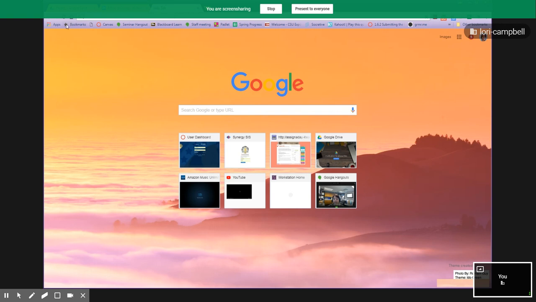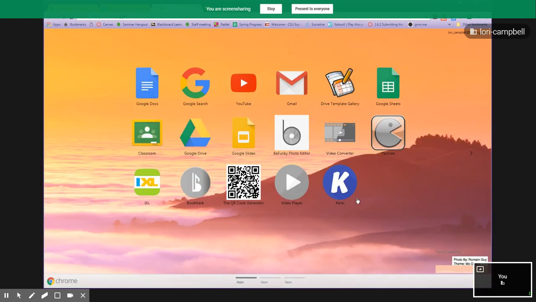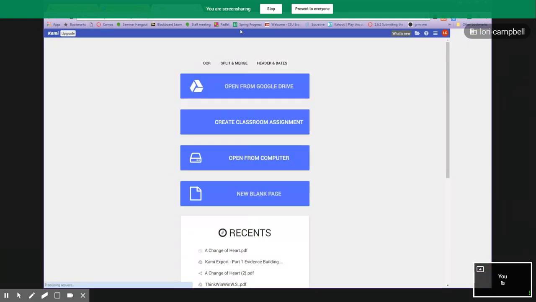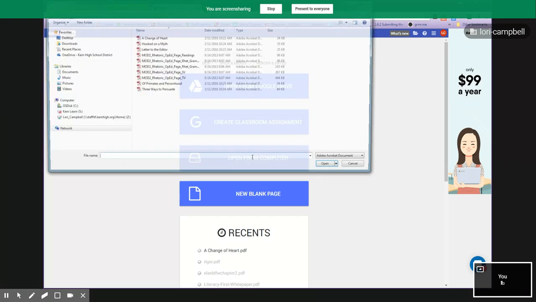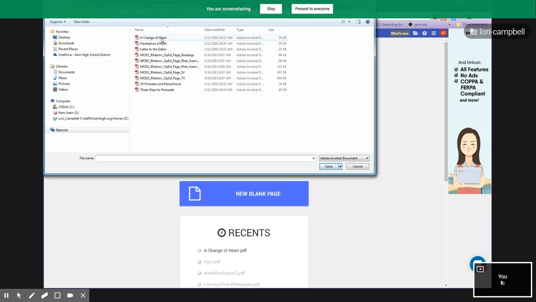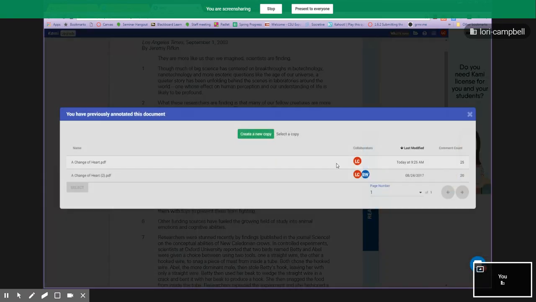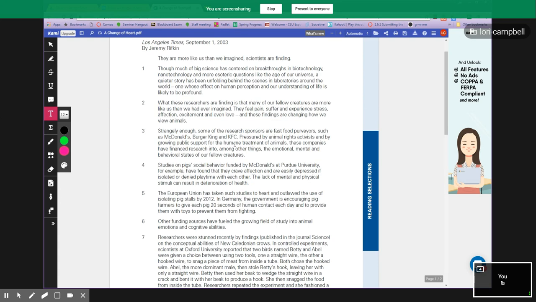So actually, Cami is an app that you can add to Google. If you have that added, you simply open it from the app. But if you don't, you would go to web.camihq.com. And then you can just upload it from your computer or from your Google Drive. It's really simple once you know where that is, hopefully it's on your desktop, and you just select it and open it, and there's the article. And so you can use the tools here.